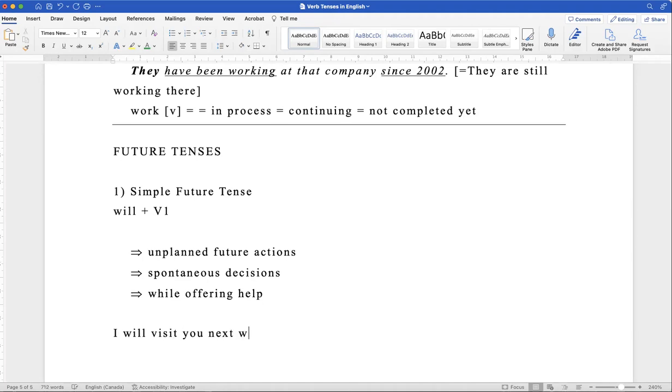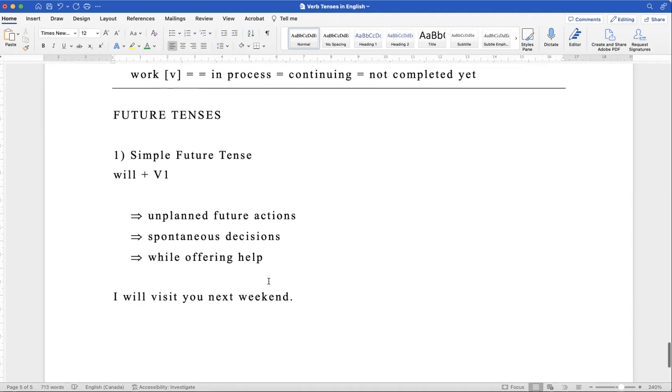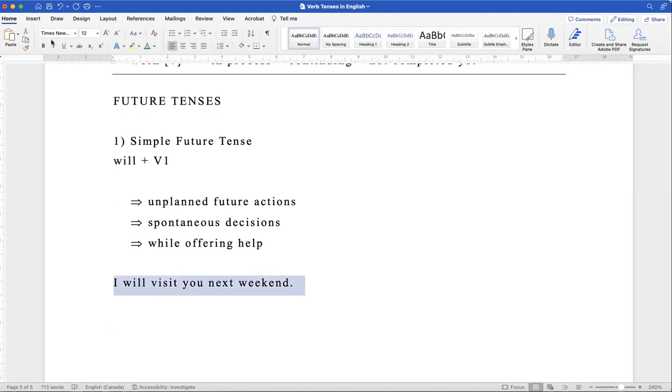Okay, for example, I will visit you next weekend. If I say this, it means I have this intention, but I haven't planned it yet. But I am thinking about it. I am just planning it. So we said will and visit. But my plan is not settled yet. I mean, it's still an idea. Maybe I will go there. Maybe I will change my mind. We don't know yet. As you see, we have a future time expression.